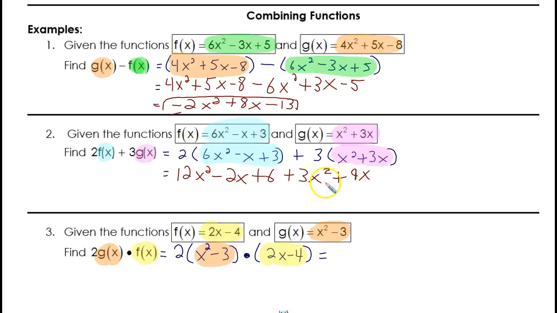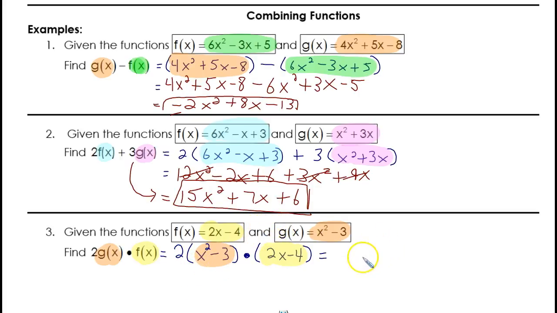Now we're going to put the like terms together. So 12x squared and 3x squared have the greatest exponent. We go first with them and get 15x to the second power. Minus 2x plus 9x is positive 7x. And then plus 6 doesn't have anyone to combine with, so it goes at the end, and we have our final answer: 2 times f of x plus 3 times g of x is equal to this trinomial, 15x to the second power plus 7x plus 6.